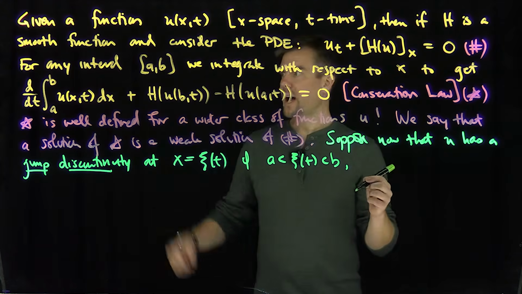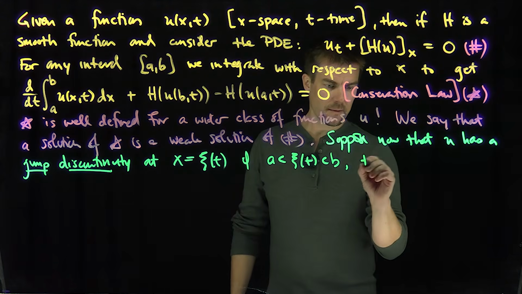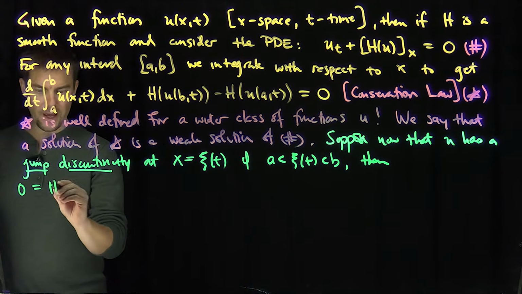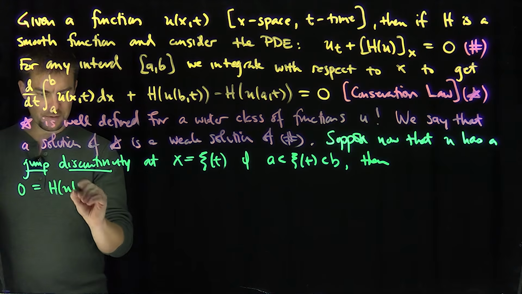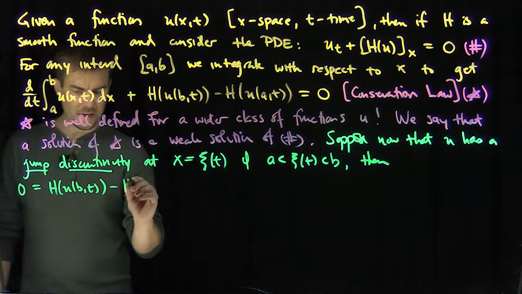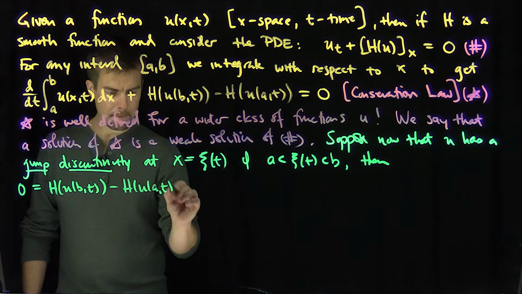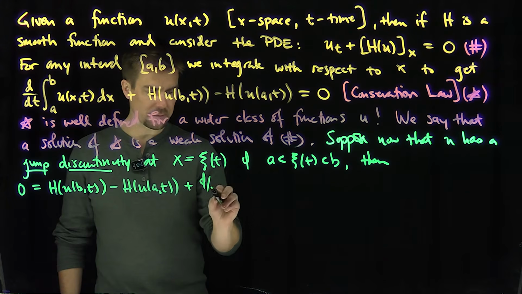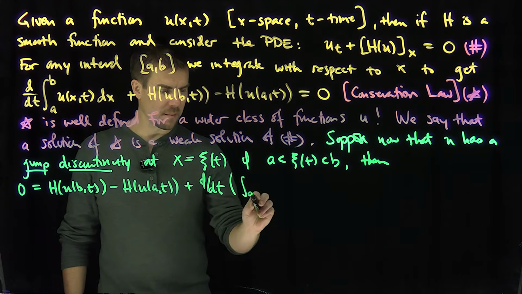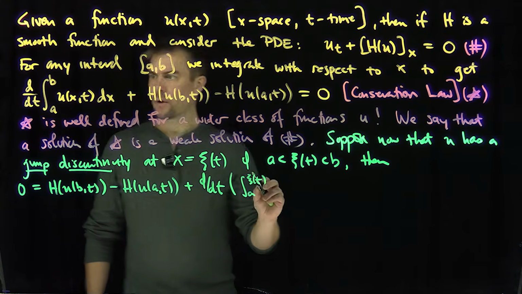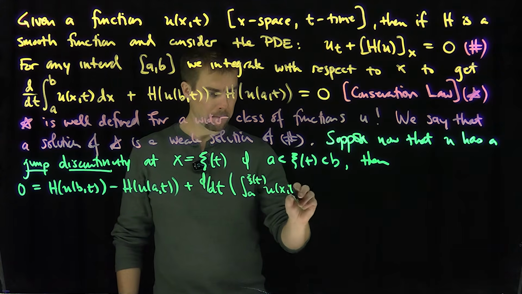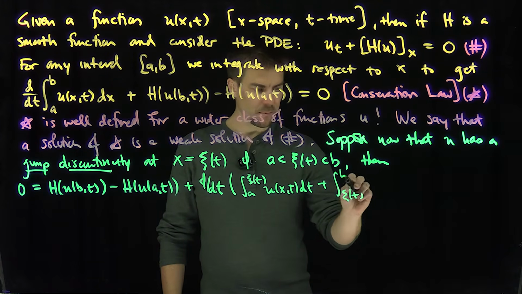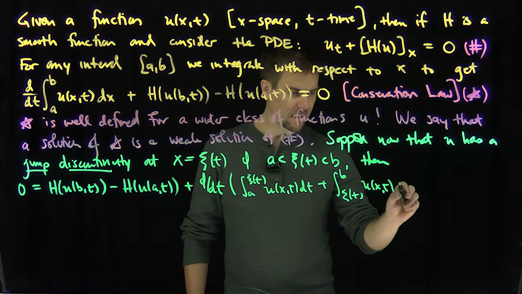So here we go. Now we can take the conservation law: 0 is equal to h(u(b,t)) minus h(u(a,t)). And then I'm going to break this integral into two parts, right? Then I have plus d/dt of the integral from a to x_c(t) of u(x,t) dx, plus the integral from x_c(t) to b of u(x,t) dx.